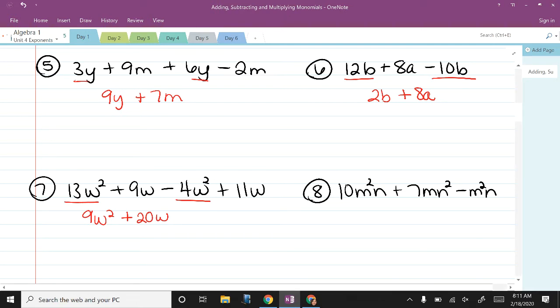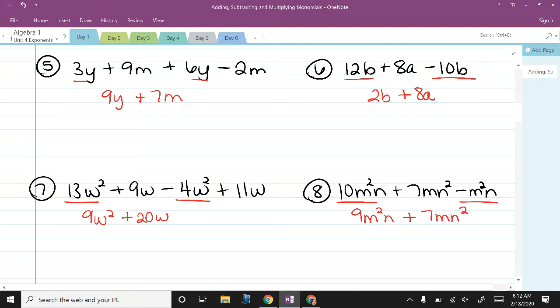Okay. Look at number 8 carefully. Do you see the difference on those variables? What's the difference? Right. So are all 3 of them like terms? No, because this one has an m squared and one n. This one has a 1m and an n squared. And this one is an m squared and one n. So these two are like terms. Y'all agree? So what is 10m squared n minus m squared n? 9m squared n. And then that means the 7m squared does not have a like term, buddy, so you just copy it.